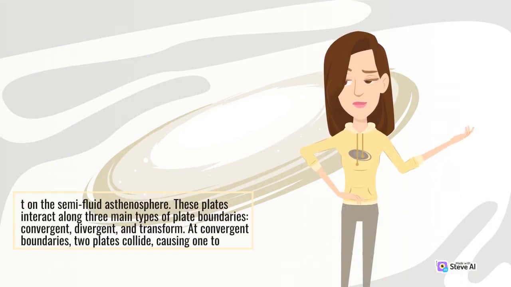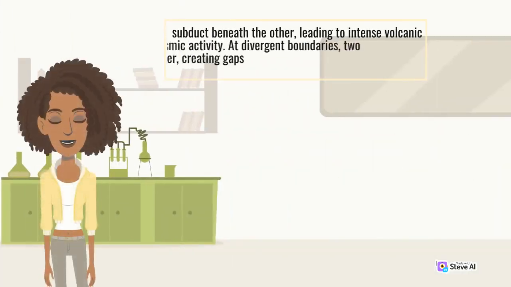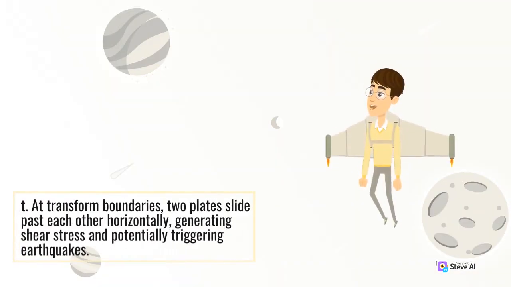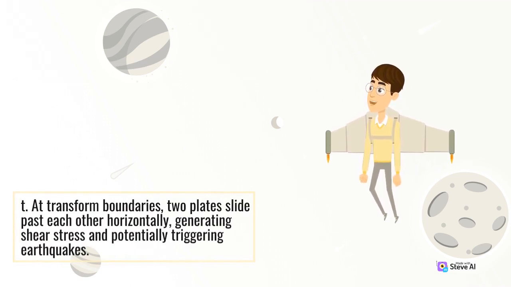At convergent boundaries, two plates collide, causing one to subduct beneath the other, leading to intense volcanic and seismic activity. At divergent boundaries, two plates move away from each other, creating gaps where molten material rises to form new crusts. At transform boundaries, two plates slide past each other horizontally, generating shear stress and potentially triggering earthquakes.